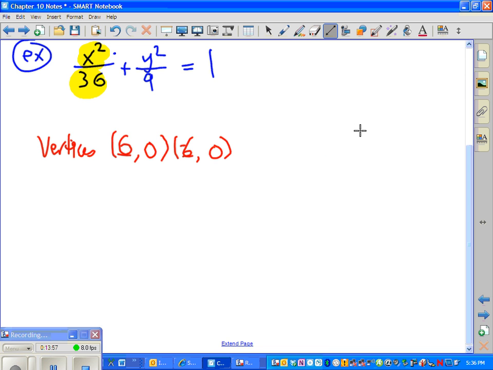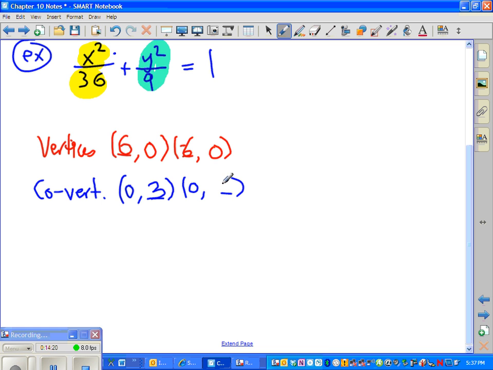So I'm going to go ahead, and before I do that, I'm going to now find the co-vertices. The co-vertices are whatever's left here. Now, if you notice, this 9 corresponds to the y values, which means that I'm going to get a y value here. So 0 is going to go where the x's are. And what's the square root of 9? 3.